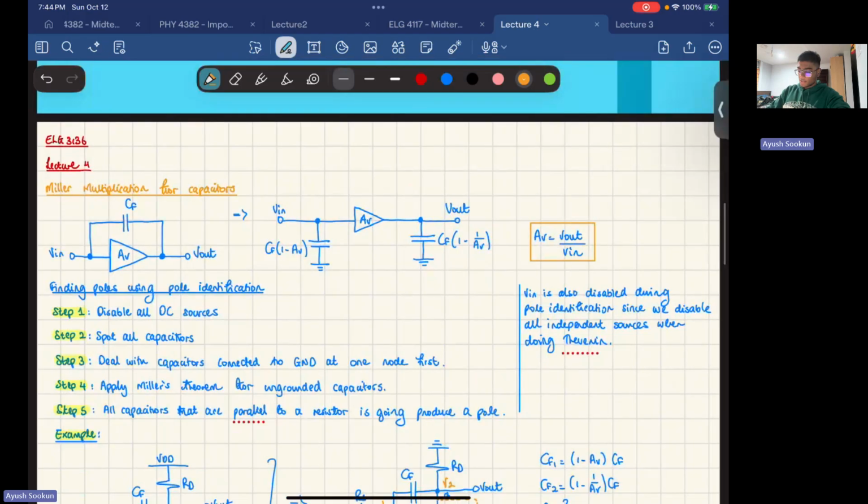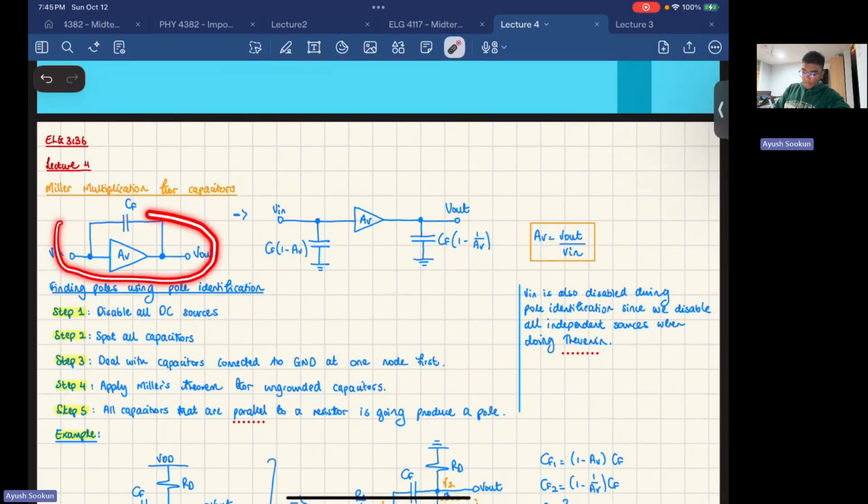Miller multiplication for capacitors. So let's say you have a certain circuit here, and then you have a circuit going on here with a gain AV. That's just a random circuit, could be anything. And the equation of that gain is V out over V in. So here we have our input voltage, here we have our output voltage. Across the circuit, in parallel, we have a capacitor, and its value is denoted by CF.